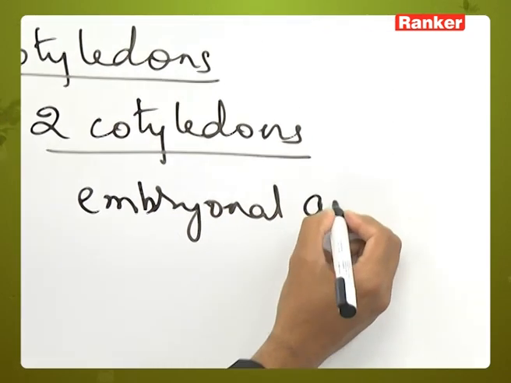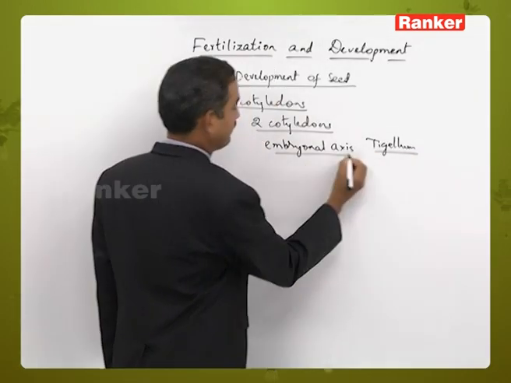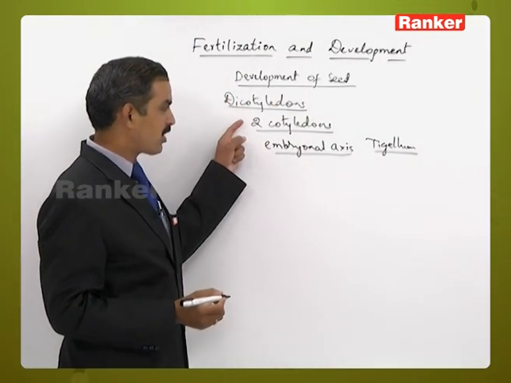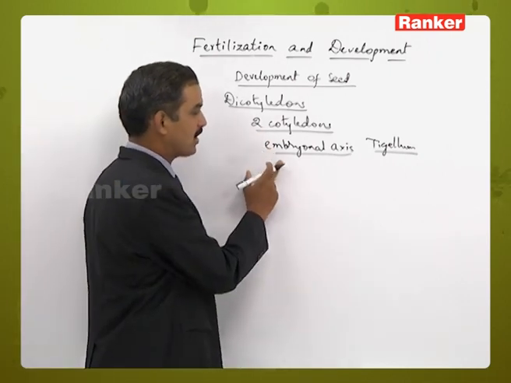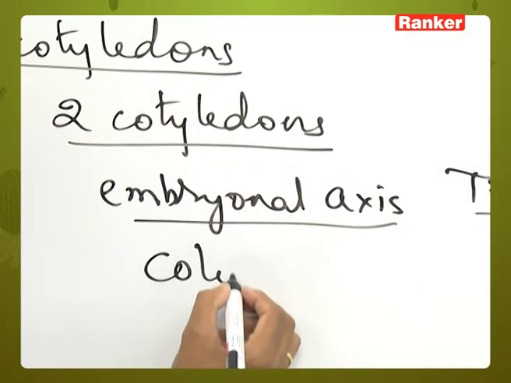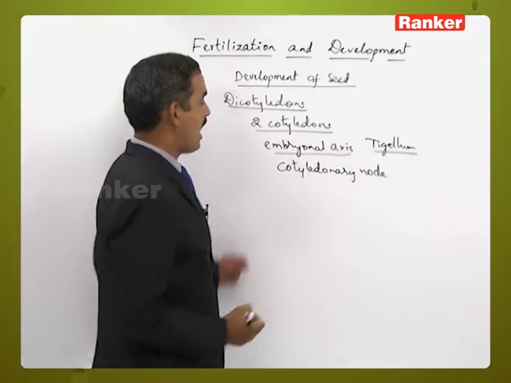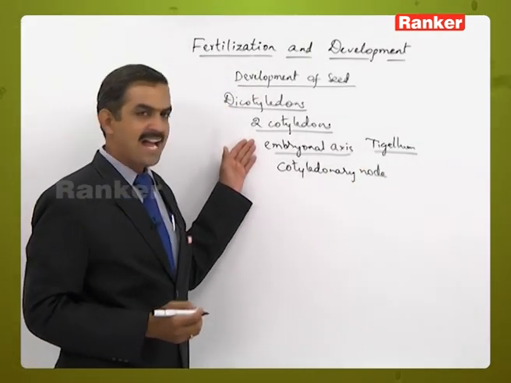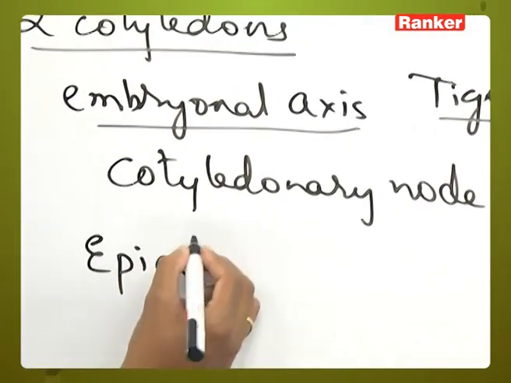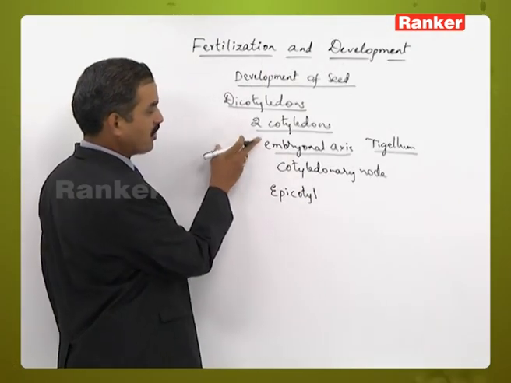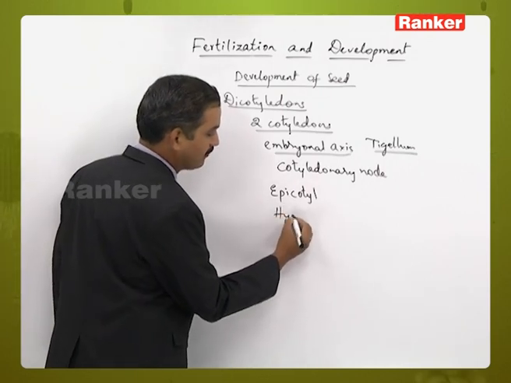This embryonal axis is called the tigellum, and the cotyledons are attached to the embryonal axis. The point of attachment of the cotyledons to the embryonal axis is called the cotyledonary node, and the portion of the embryonal axis above the cotyledons is called the epicotyle, and the portion just below the cotyledons is called the hypocotyle.